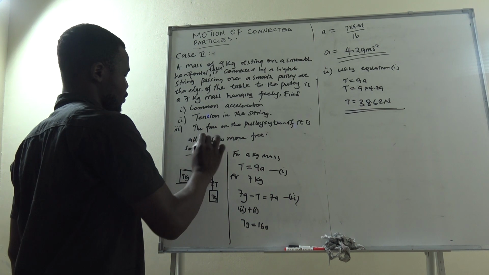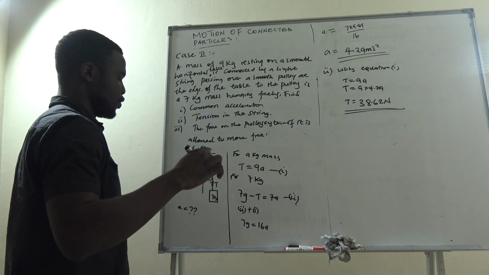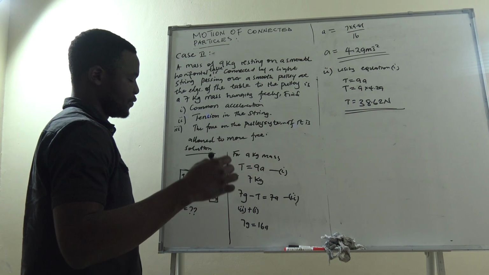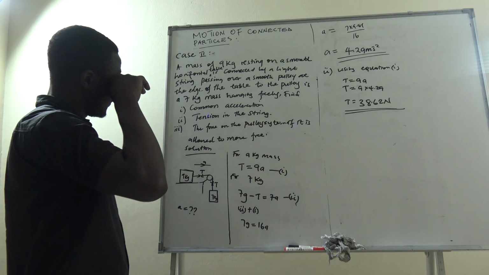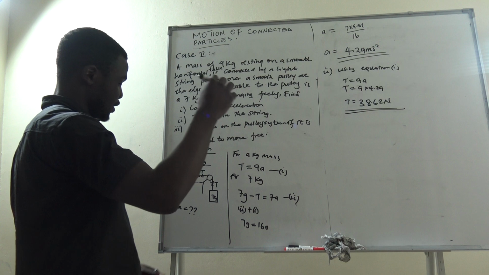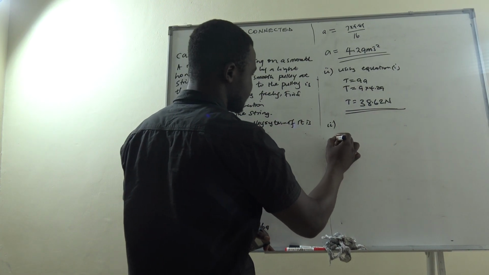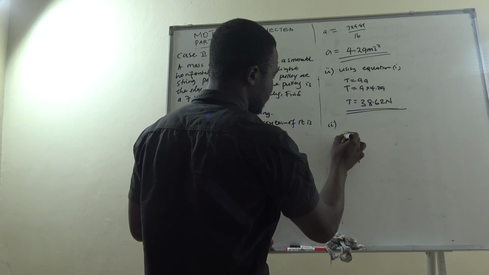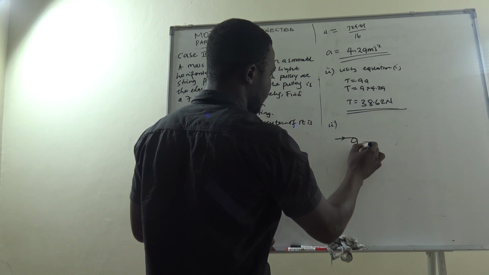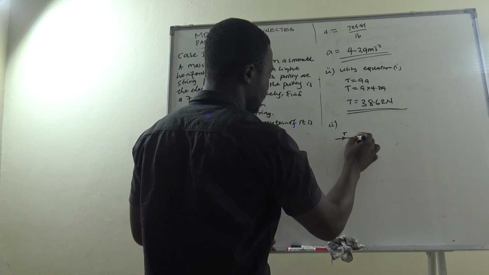Now they said we should find the force on the pulley system. And you remember, we said that the force that is on the pulley system is always the reaction of the forces that are acting there. So let us try to sketch. Let us look at the pulley. If this is the pulley, there is tension here, there is tension here.